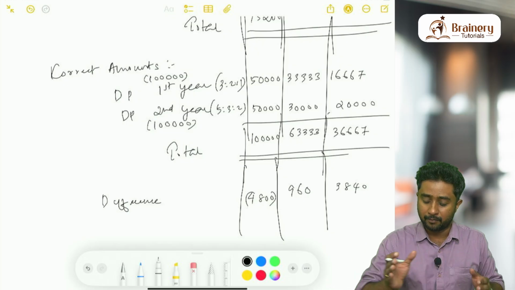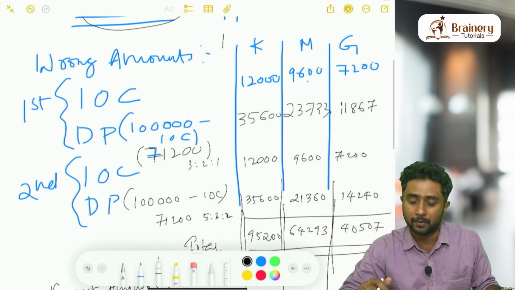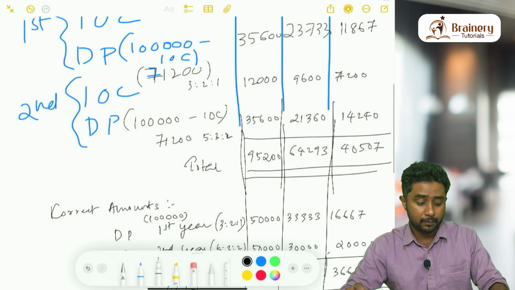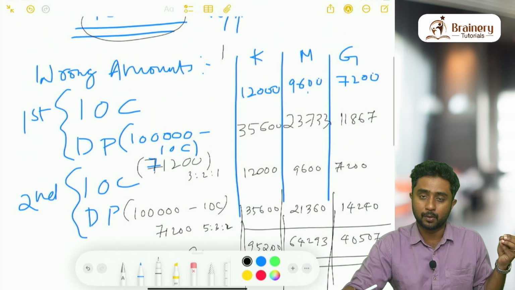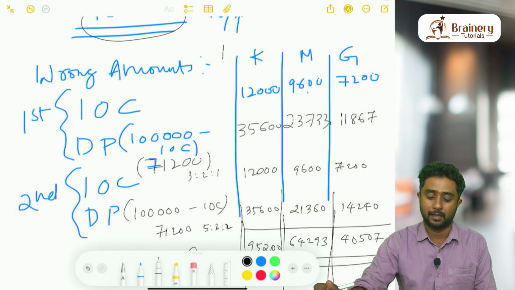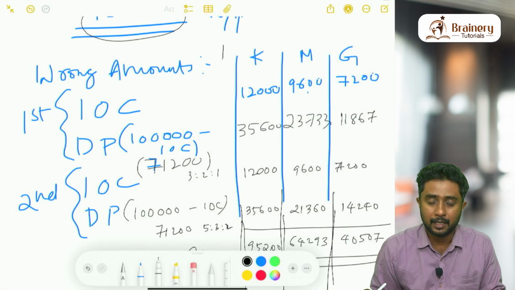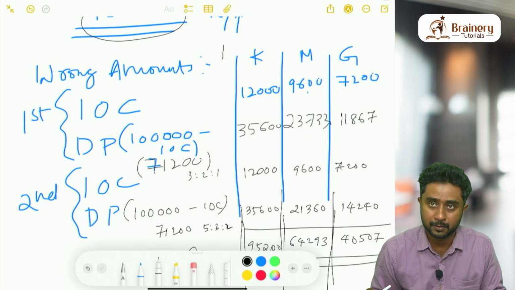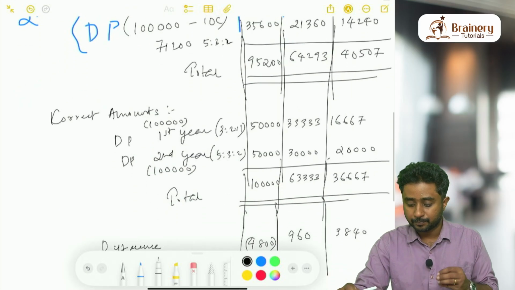So what we did first, we wrote all the wrong amounts. When you are writing the wrong amounts and totaling the wrong amounts or correct amounts, always make sure that all these amounts are going to the credit side of the capital account. If it is debit side amounts that we are recording here as wrong amount or correct amount, then instead of adding it while totaling, we have to deduct it. That is also there, so please keep that in mind. Okay.